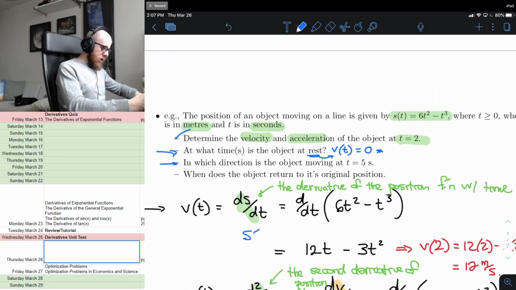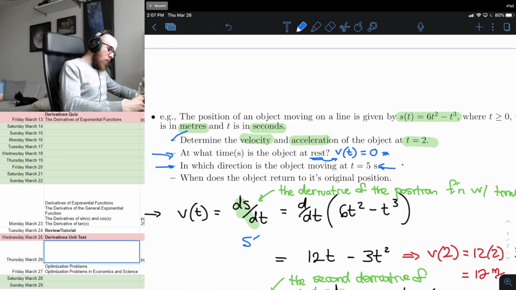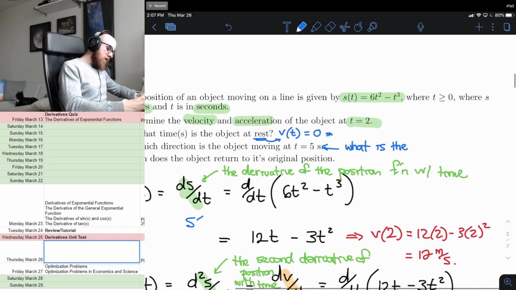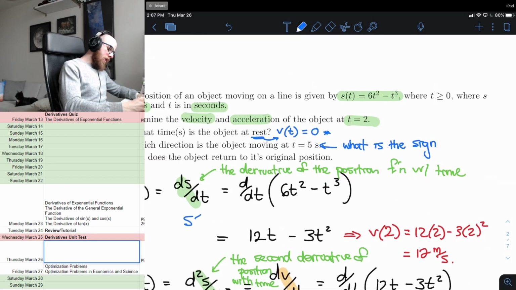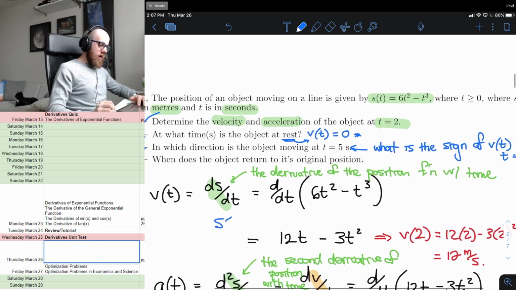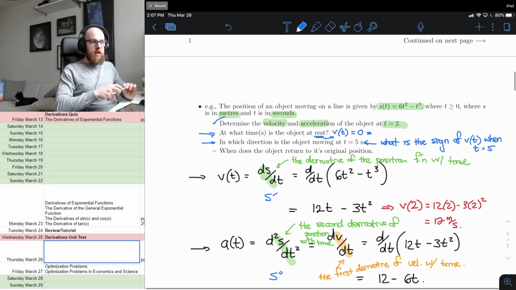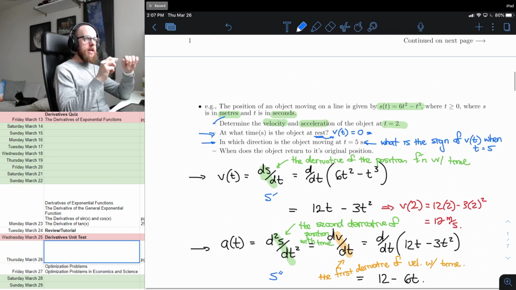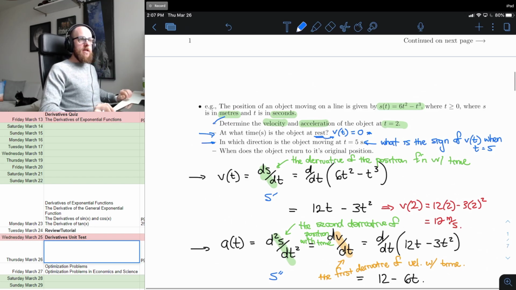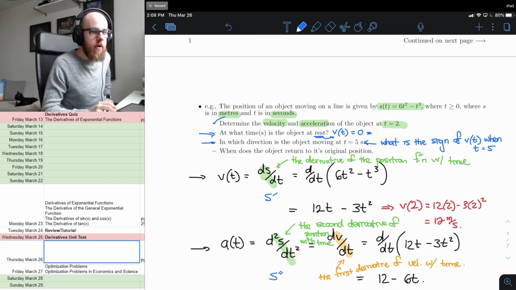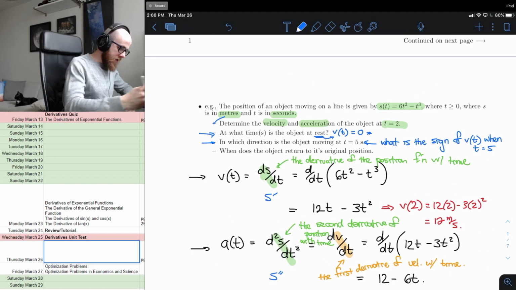So really what we're interested in here is what is the sign of v when t is equal to 5. That's the way that we're interpreting what this question is asking us. Okay, so in what direction is the object moving at t is equal to 5 seconds? Really, we're just trying to figure out what the sign of v is at t is equal to 5. Okay, so let's get to it.